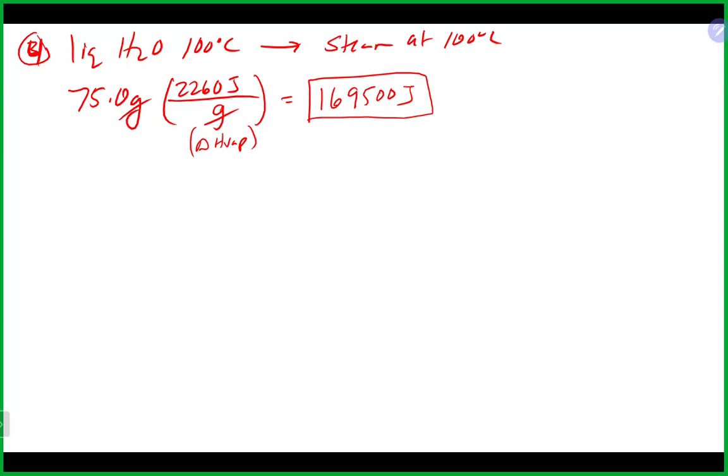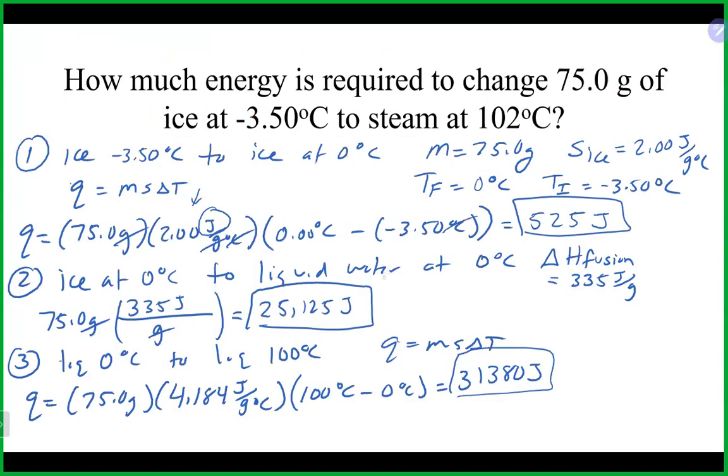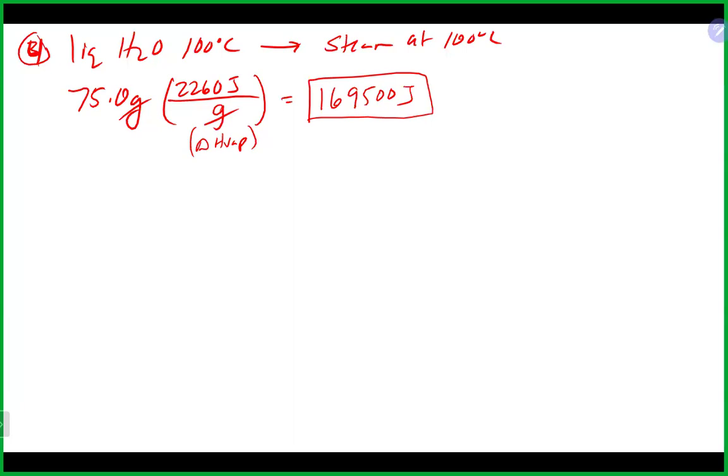to gas. And just as a comparison, we can see here on the graph that it takes a lot more energy to do this transition than it does down here when we went from solid to liquid. And we could actually see it with the numbers. When we went from solid to liquid, it was like 25,000 joules. And now as we go from liquid to gas, it's 170,000 joules. So much, much more energy required to do that.